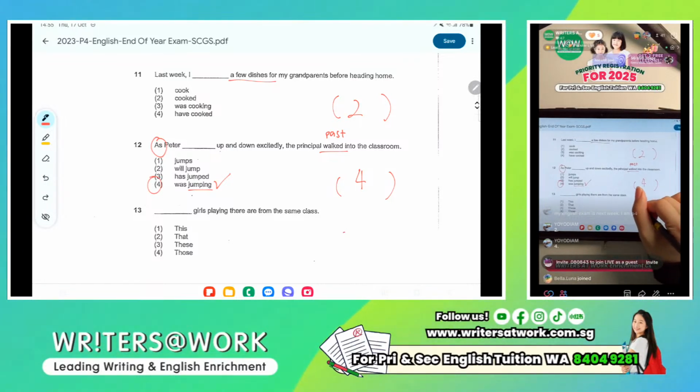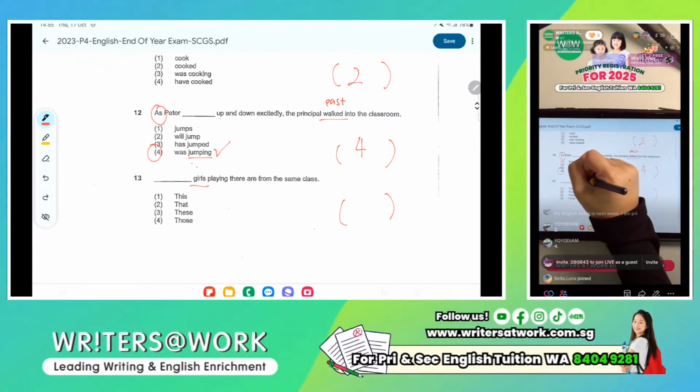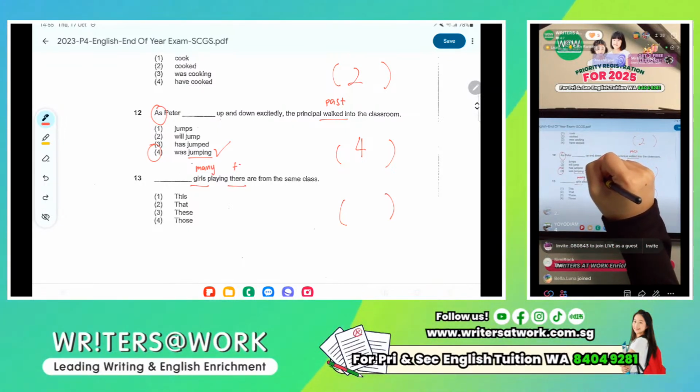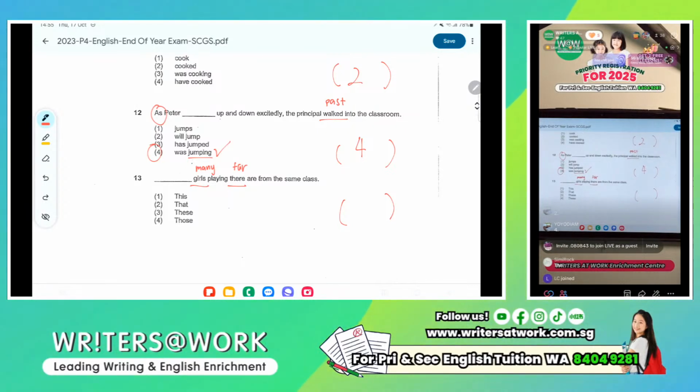Okay, question 13. Blank girls playing there are from the same class. Girls, many, plural. There, far from you. So what would it be? The girls? Are you sure it is the girls? Let's wait for any more answers. Kelly says 4. Alice says 4 as well, right? Those girls over there.